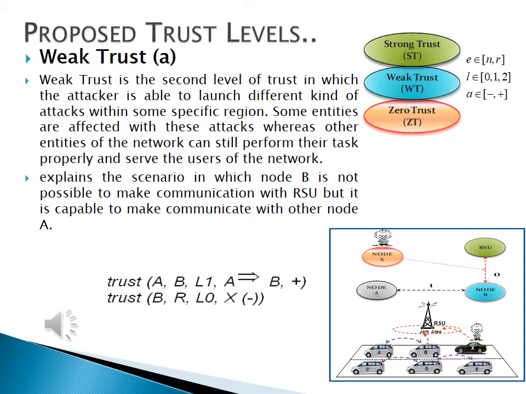Proposed trust levels. Weak trust, A. Weak trust is the second level of trust, in which the attacker is able to launch different kinds of attacks within some specific region. Some entities are affected by these attacks, whereas other entities of the network can still perform their task properly and serve the users of the network. This explains the scenario in which Node B is not able to communicate with RSU, but it is capable of communicating with other Node A.